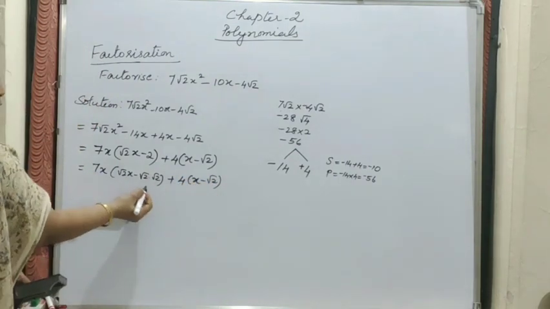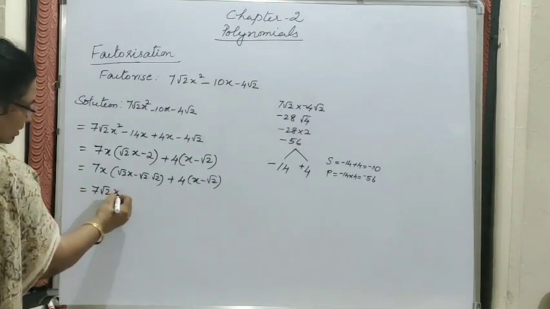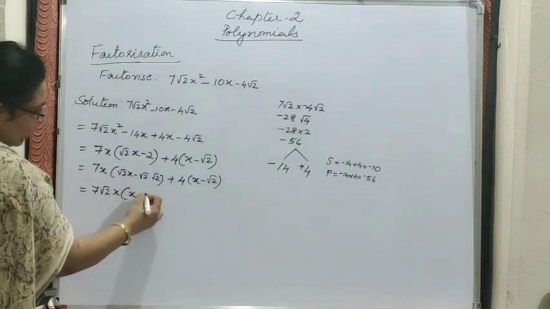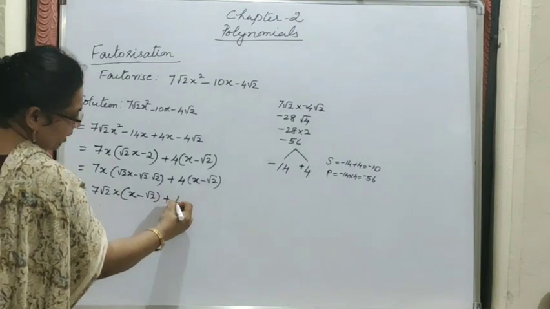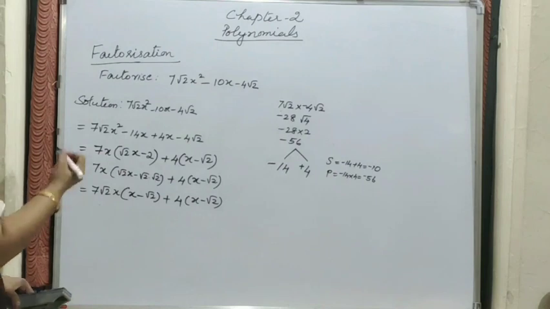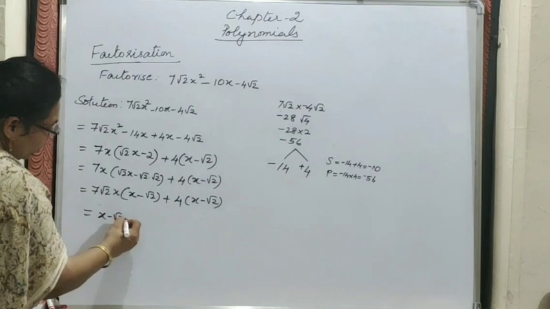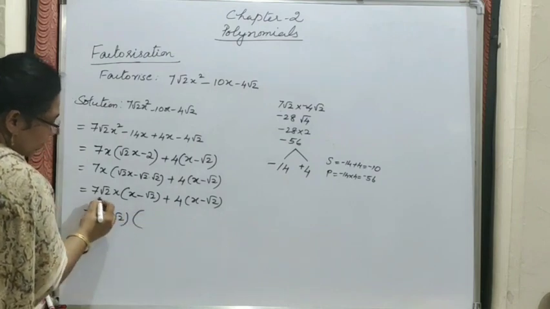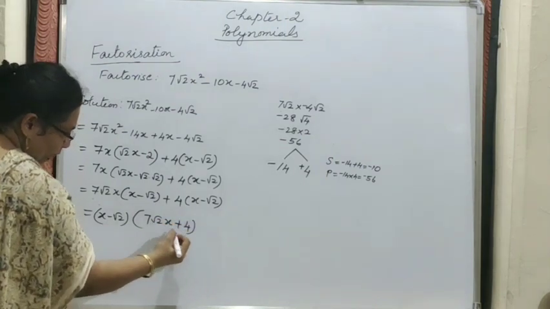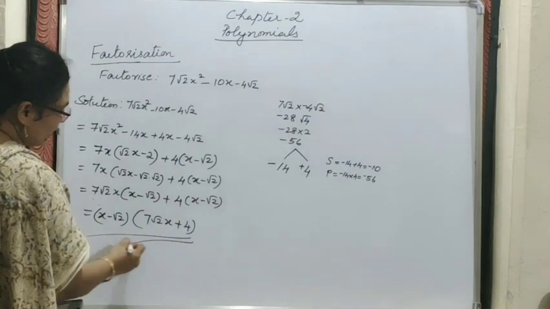Now again you see what is the common factor here? Root 2. So 7 into root 2, again root 2 I have taken out. What is remaining? x only, so x minus root 2, plus 4 into x minus root 2. Now you see which is the common factor. Same answer we got as the last time. So x minus root 2 in the bracket, and what is remaining here? 7 root 2 x plus 4. So we got it as a product of the factors. Now this is the answer for this question.